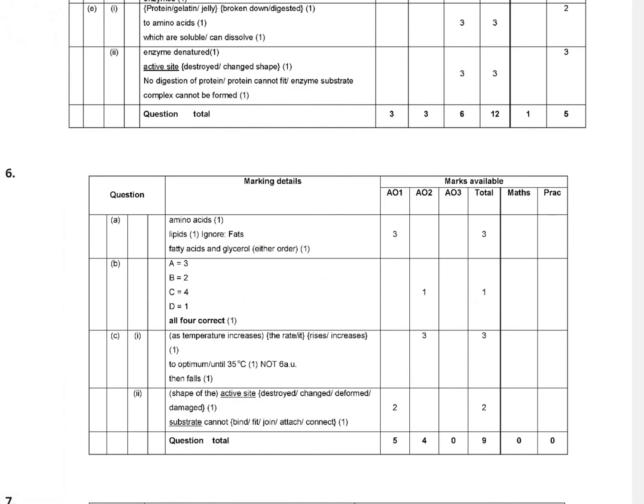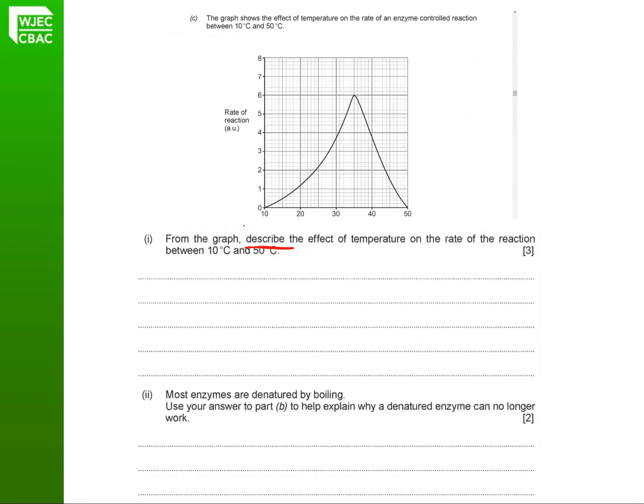As the temperature increases, the rate increases for 1 mark until it reaches the optimum temperature, or 35 degrees C for the 2nd mark. It then falls for the 3rd mark. So you can see you haven't tried to explain why it's going up and then down. We're just saying what it's happening. So the rate of reaction is increasing until we get to 35 degrees and then it falls.